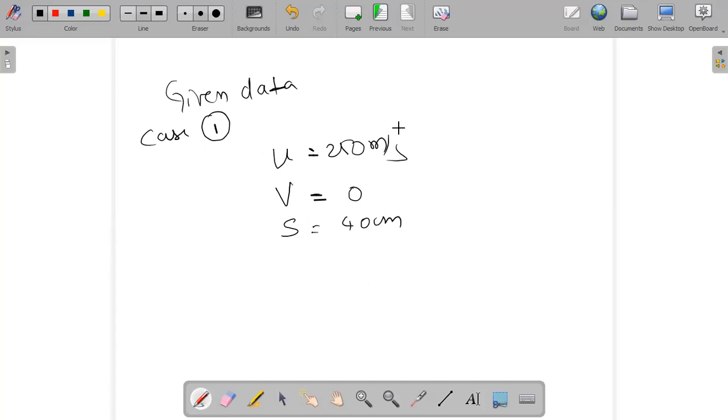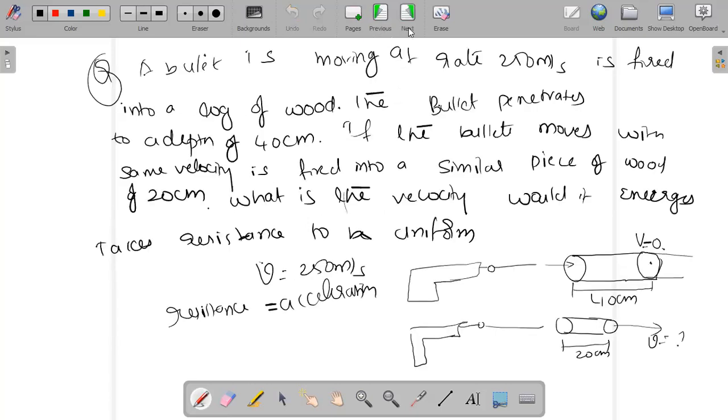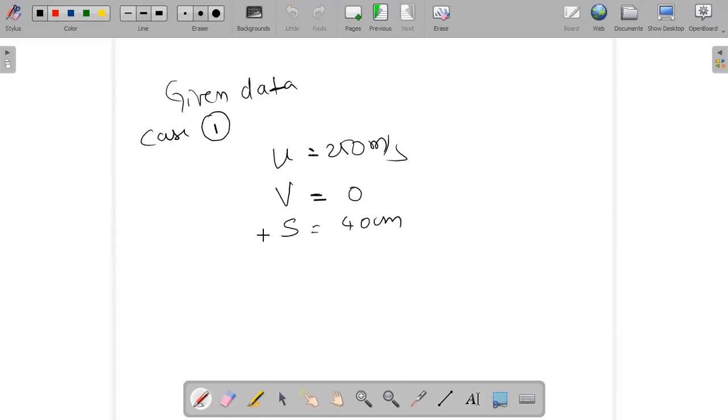I have given you the three relationships. I might have erased them, so I am writing them again here. v is equal to u plus at. s is equal to ut plus half at square. v square minus u square is equal to 2as. Among these three formulas, you have to use whichever formula is helpful to you.